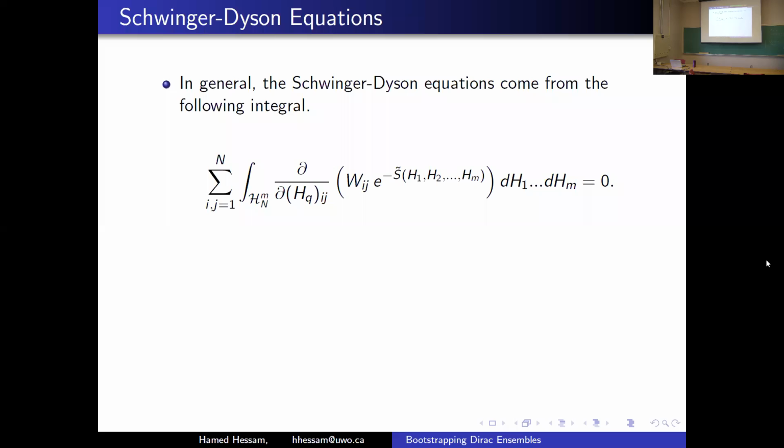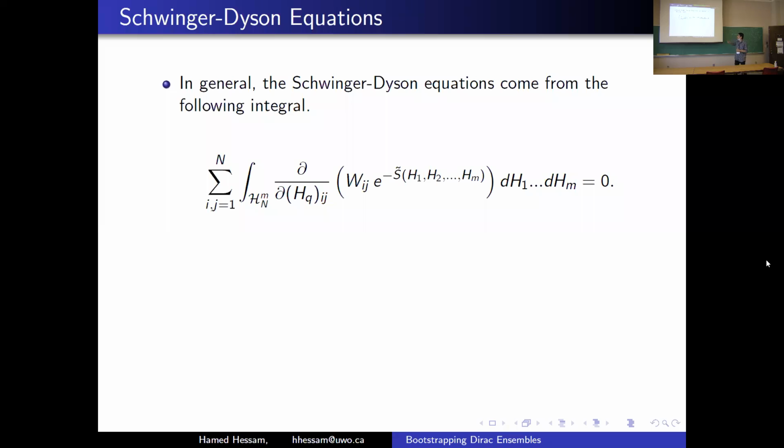So let's go through the first step. Schwinger-Dyson equations come from this total derivative, and this is 0 by using the Stokes theorem. The derivative in this integral, in the formal case, we can say is cutting an edge from the boundary. So I will tell you what Wij here is.